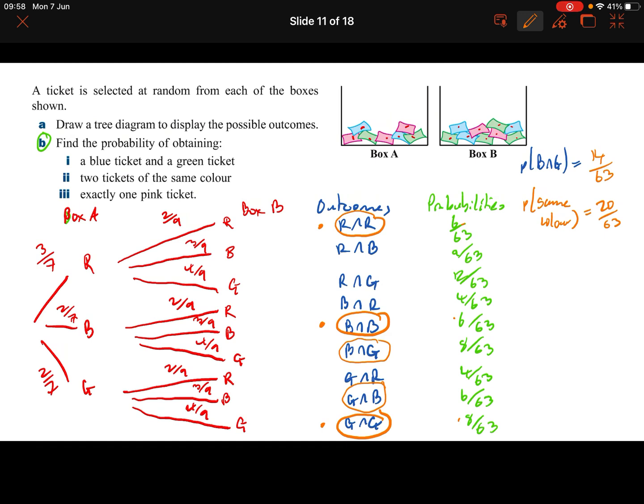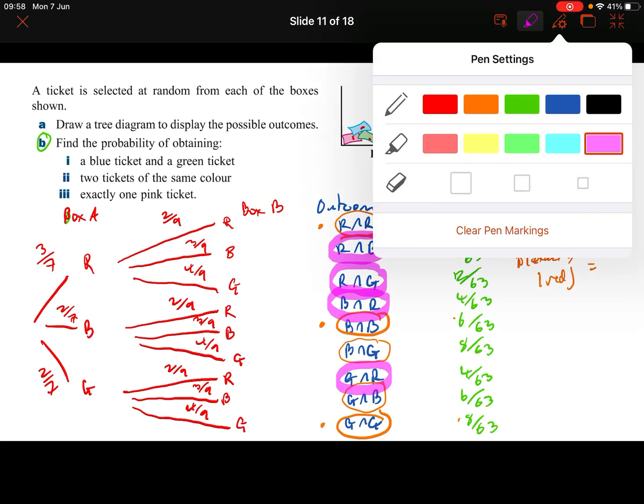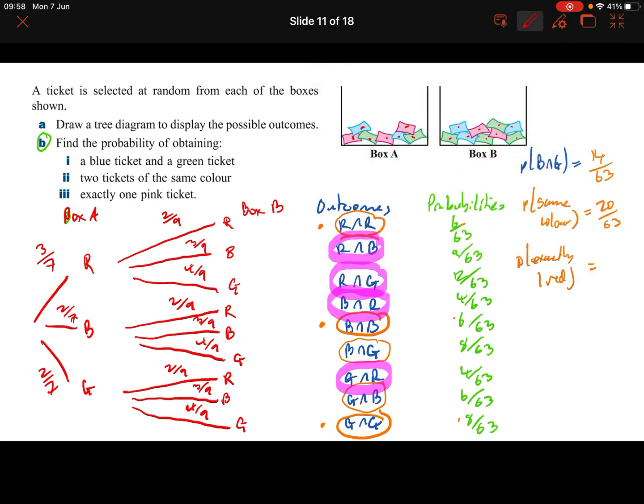2 tickets of the same, so exactly 1 pink ticket, I think I read that as red. So I'm saying probability of exactly 1 red. Well, let's just use a different colour so I don't confuse myself. That's exactly 1 red. That's exactly 1 red. That's exactly 1 red. And that's exactly 1 red. So let's add them together. It's 9 plus 12 is 21, plus 4 is 25, plus 4 is 29 over 63.